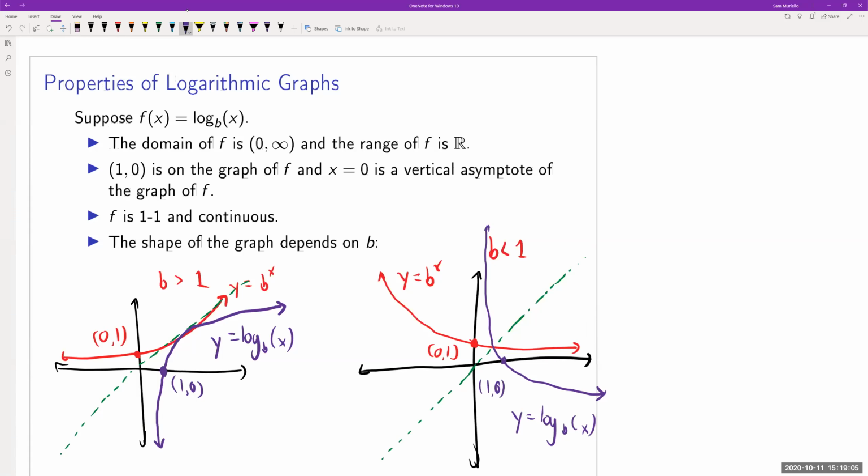The original graphs had horizontal asymptotes. These graphs will have vertical asymptotes at the x-axis. The graph is still 1-to-1 because the exponential function is inverse, and it's still continuous.